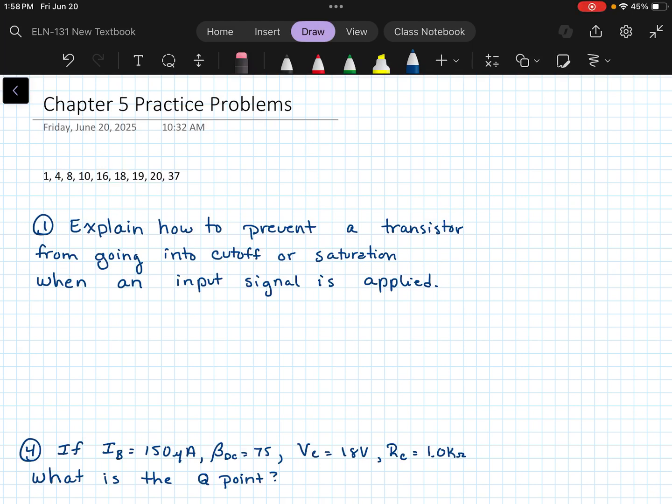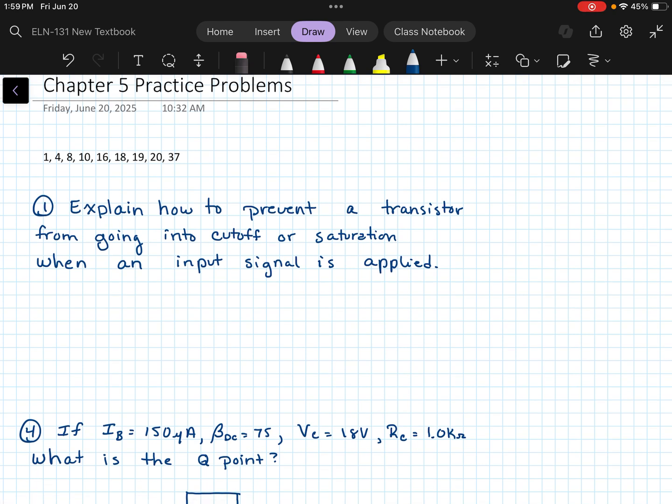So we're talking about biasing diodes, and I want to answer a few questions here. First of all, explain how to prevent a transistor from going into cutoff or saturation when an input signal is applied. And this happens with the biasing. So with your biasing circuit, you want to make sure that your Q point is near the center of your load line.